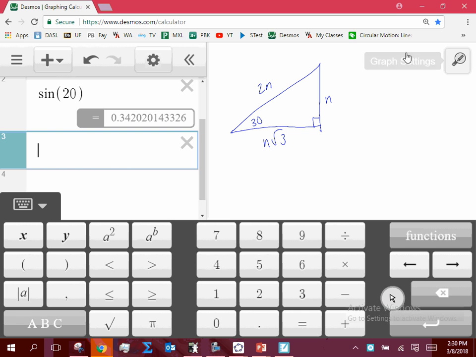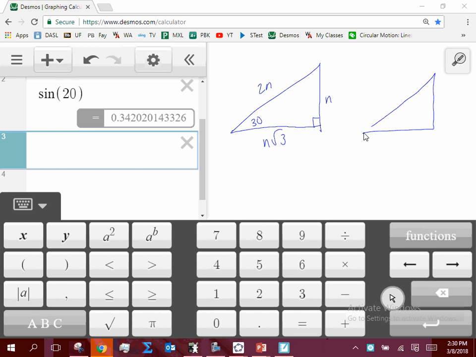If I had a 20-degree angle in here, we could have a template that says this would be n, and this would be 0.34 n, is that right? No. We could write this as 0.34 n, and this would be n. Does that kind of make sense? Because now I could have a template for a 20-degree angle, okay?